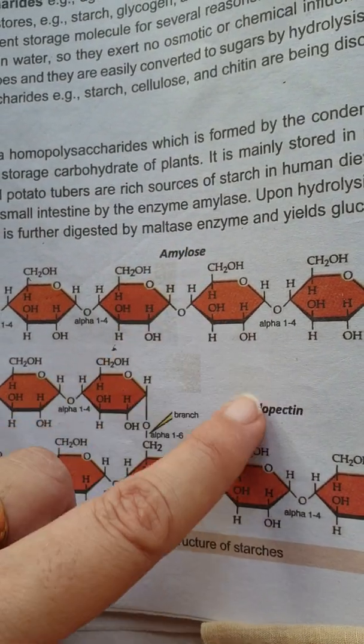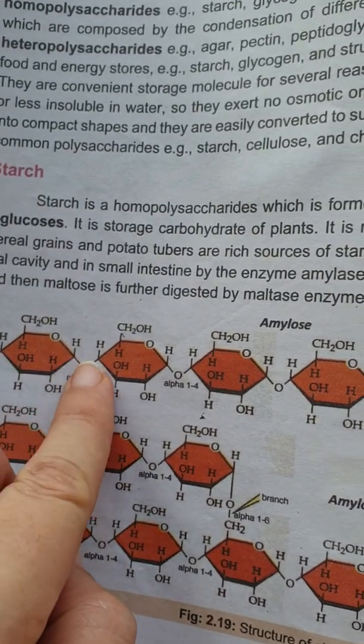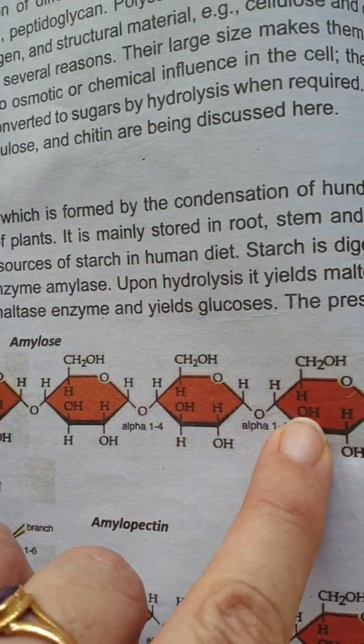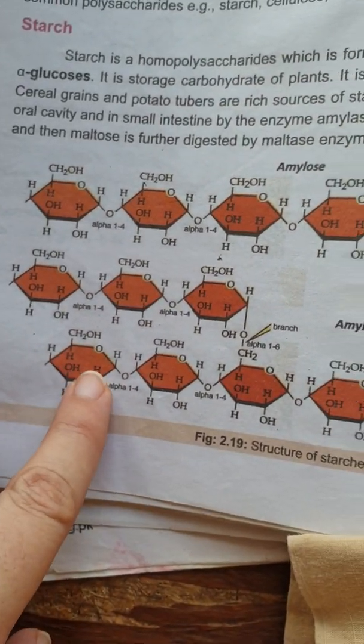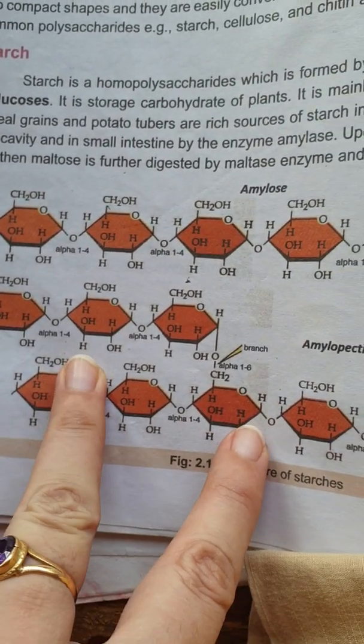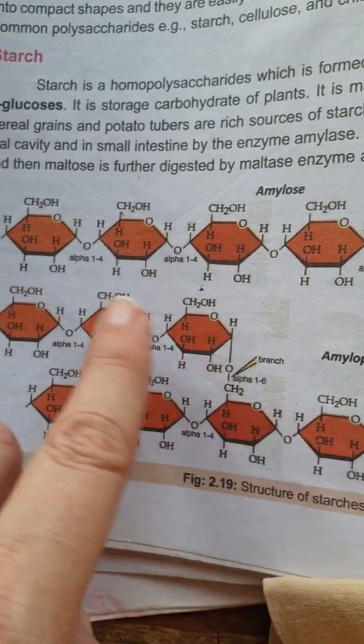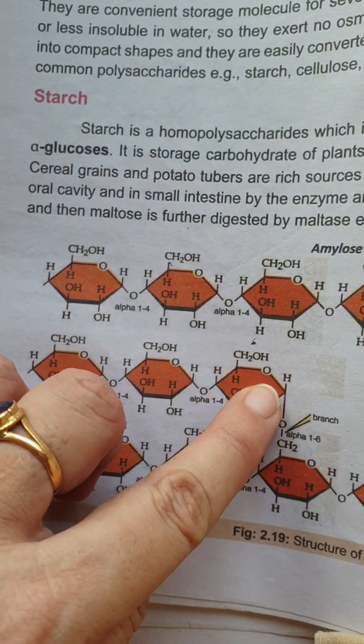What is the difference between the two? Amylose is found in a linear chain, while amylopectin is found in a branched structure. The 2 chains are then further attached with each other.